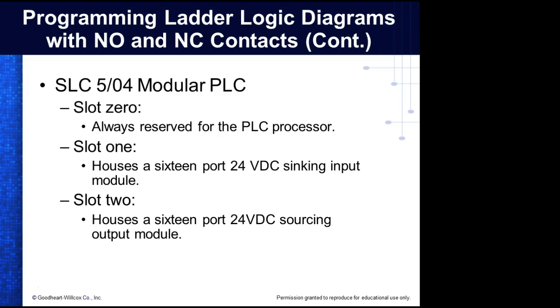So modular PLCs, what's in slot 0? Yeah, this is where the CPU module resides. Slot 1 is your first module. Of course, this says that it houses a 16-point, 24 volt DC sinking input module. But that might not be true. What's going to be in slot 1 is what your company bought to put in slot 1. You understand that? And what's going to be in slot 2? The module your company bought to put in slot 2. So this is a problem in that the textbook is written around a specific trainer.